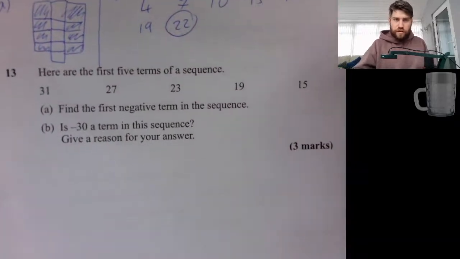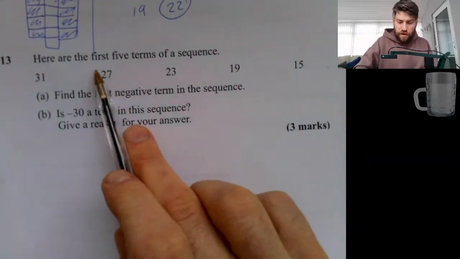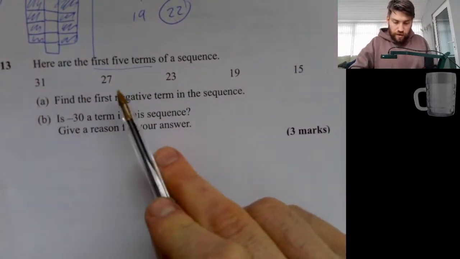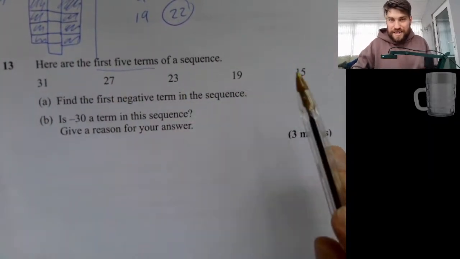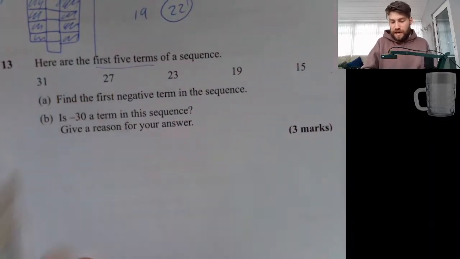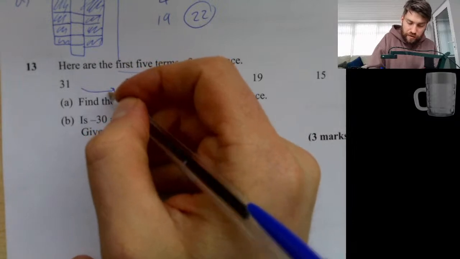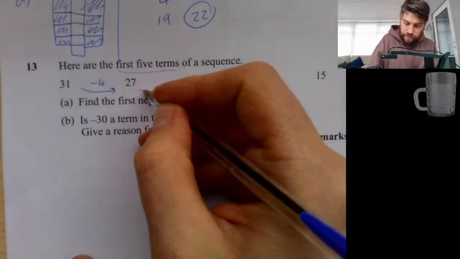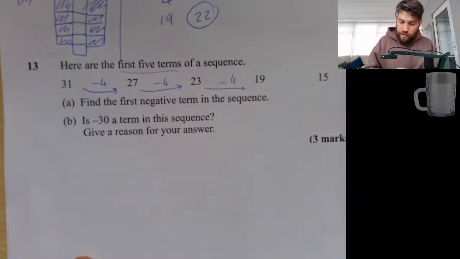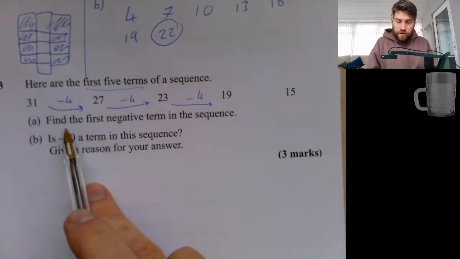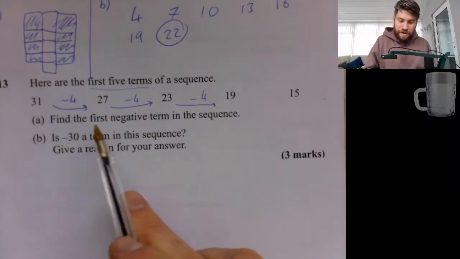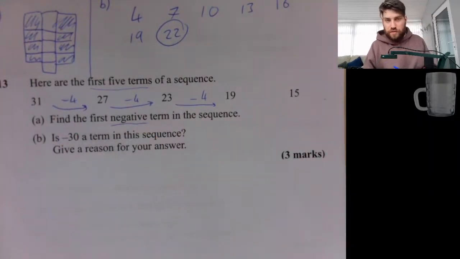All right. Question number 13. Here are the first 5 terms of a sequence. 31, 27, 23, 19, and 15. So you can already see it's going down, okay? And we can see it's going down in 4s. Right. Find the first negative term in this sequence.